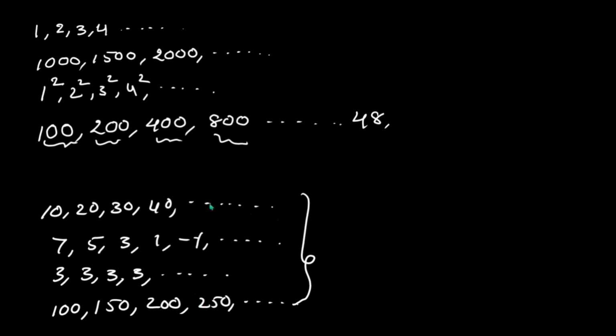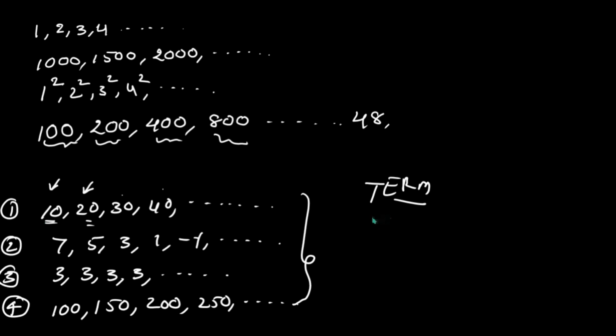We call these the series, and each number in a series is called a term. In a series, this is called the first term, this is the second term, third term, fourth term, that way. Let's take this as the first series, this the second series, this the third series, and this the fourth series. Let's take the first series. What is the first term? The first term is 10, the second term is 20, the third term is 30, and the fourth term is 40.